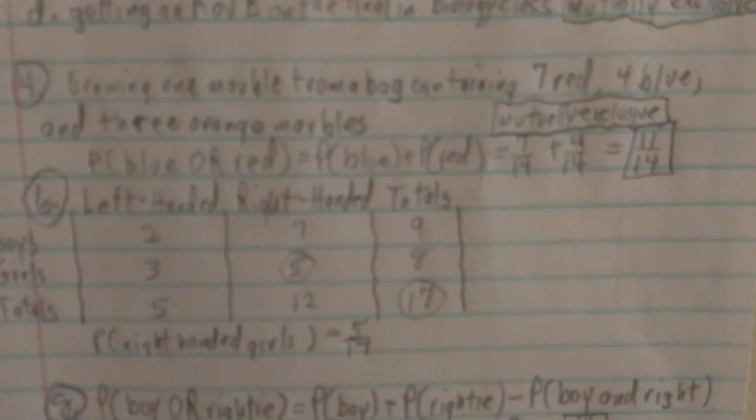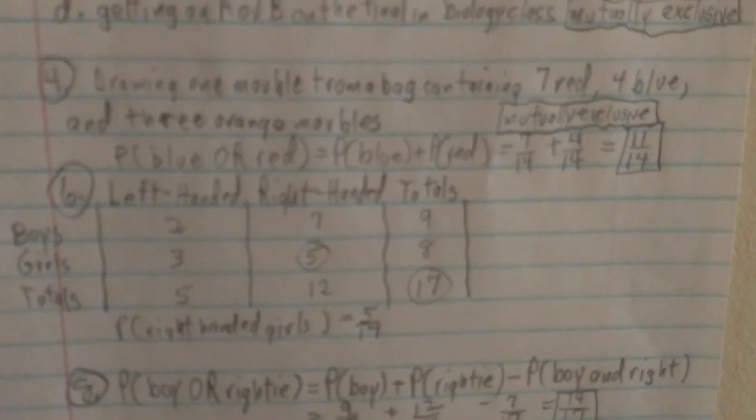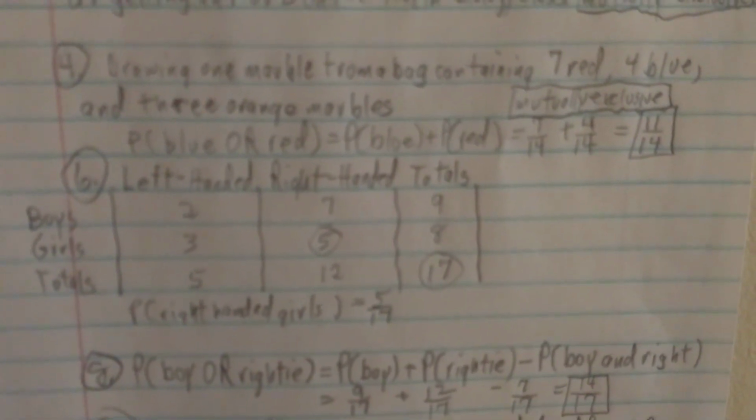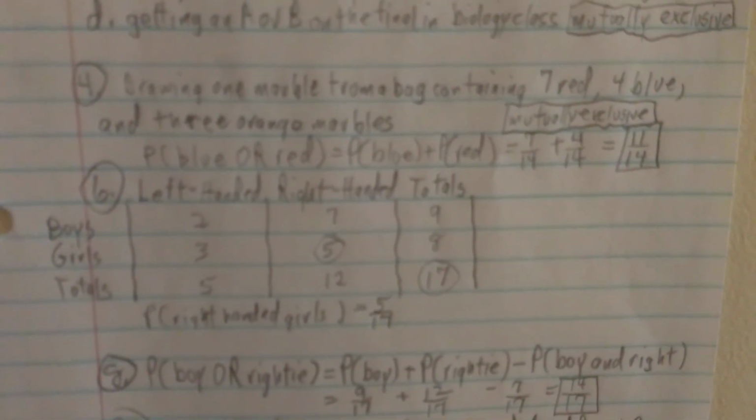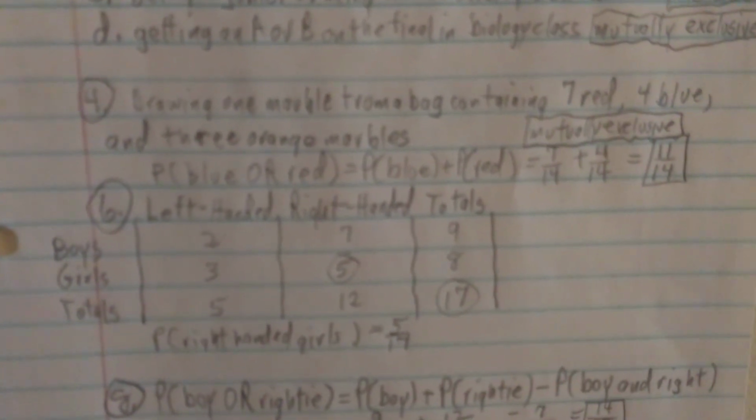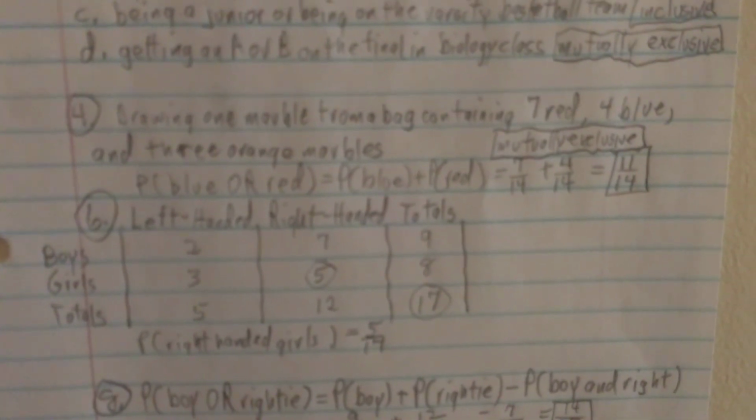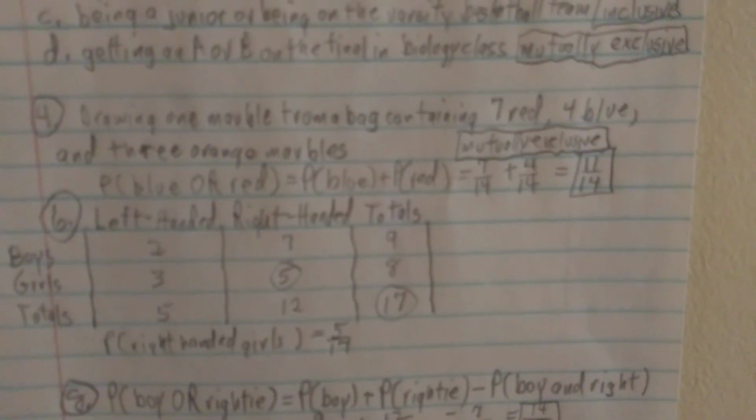So now on problem 4, it says drawing out marbles from a bag containing 7 red, 4 blue, and 3 orange marbles. Okay, the probability of blue or red is the probability of blue plus the probability of red, because they are mutually exclusive. So there's 7 reds out of 14 plus 4 blue out of 14, making 11 out of 14 our answer, just adding them.